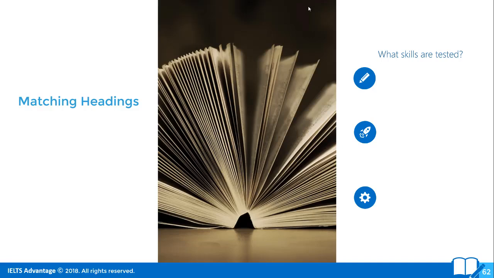So I'd say true, false, not given is the one that students worry about the most, and then a close second is probably matching headings. Now, as you probably know, I don't teach any tips or tricks or anything like that, but I'm going to show you a very, very powerful, I wouldn't call it a trick, I'd call it a very effective method for getting matching headings correct, or nearly all of them correct.